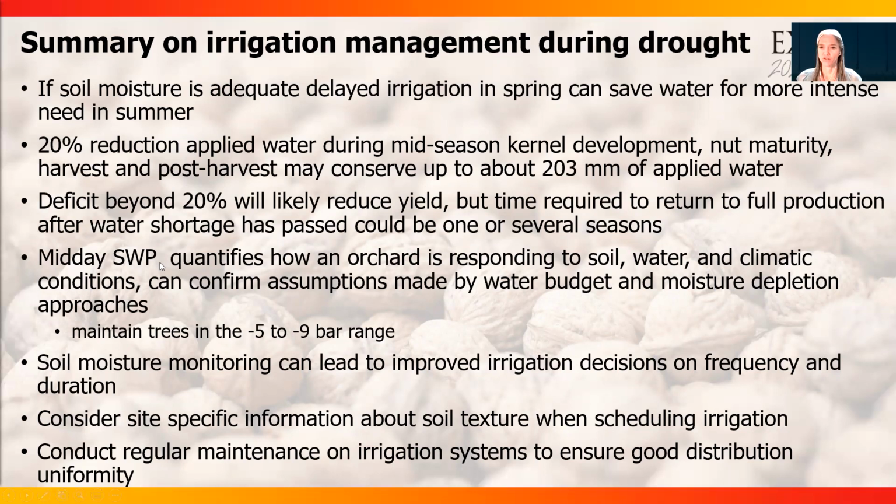Midday stem water potential quantifies how an orchard is responding to soil, water, and climatic conditions. It can confirm assumptions made by the water budget and moisture depletion approaches. It's recommended to maintain your trees in the -5 to -9 bar range. Soil moisture monitoring can lead to improved irrigation decisions on frequency and duration. Consider site-specific information about soil texture when scheduling irrigation, and conduct regular maintenance on irrigation systems to ensure good distribution uniformity.